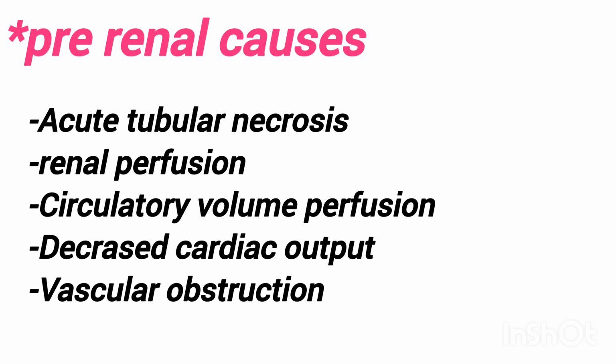The next causes are decreased circulatory volume or decreased cardiac output, and vascular obstruction. These three causes are all mainly related to circulatory disorders. When the patient has any circulatory or cardiac disorder, what will happen in this condition? There will be decreased flow of blood to the renal system, and that will land up in acute renal failure.